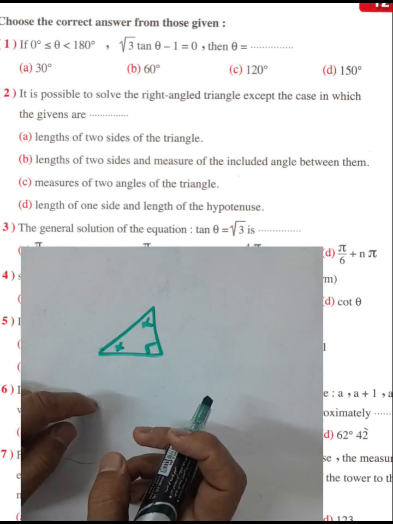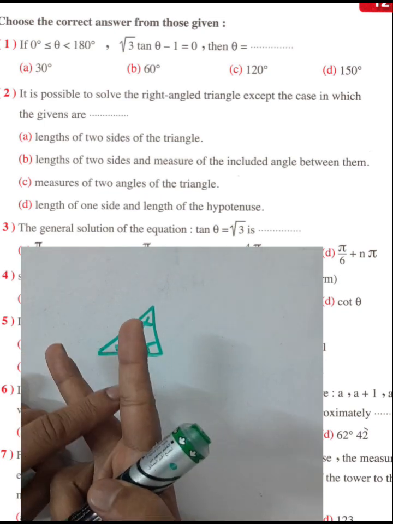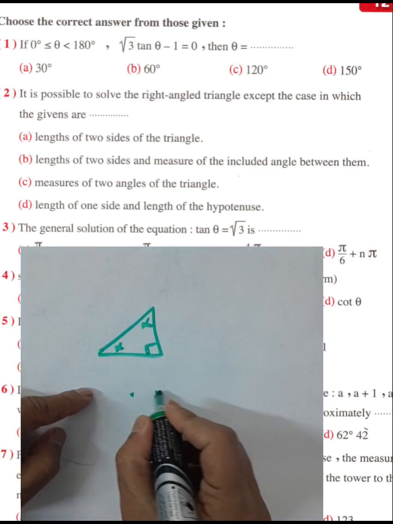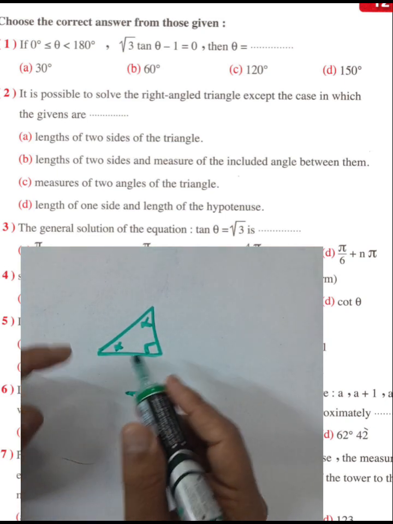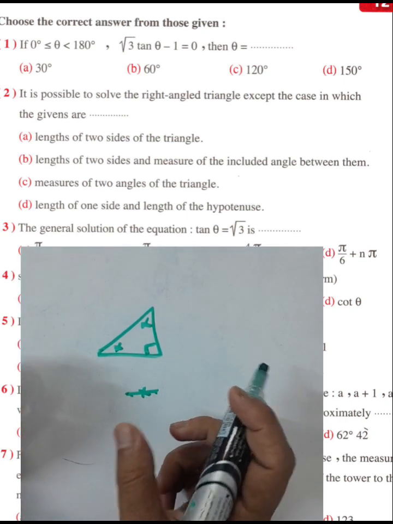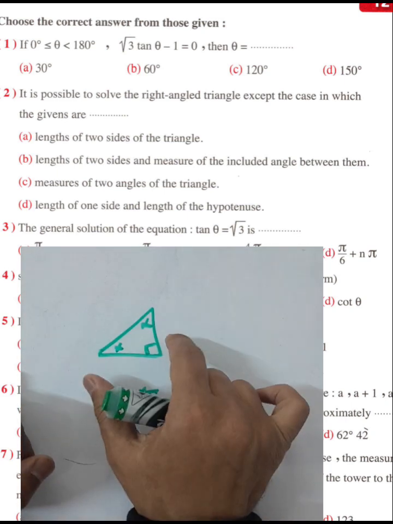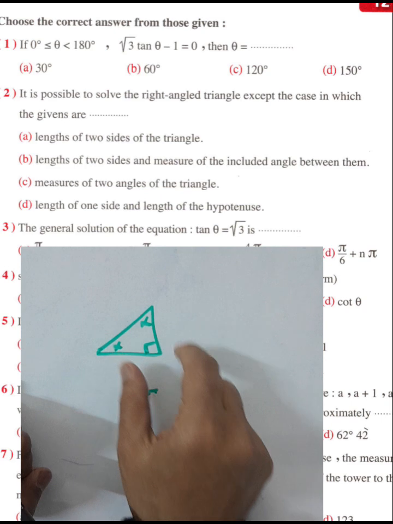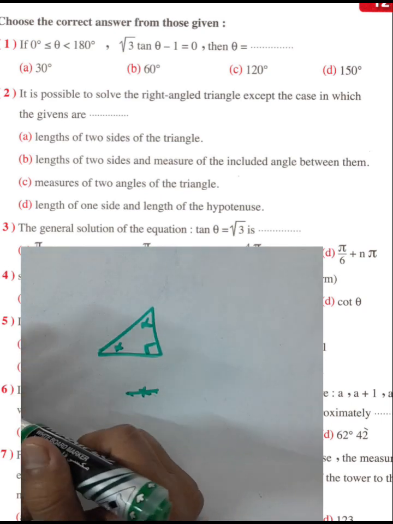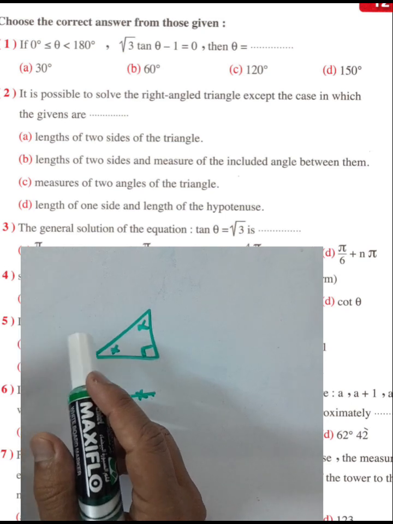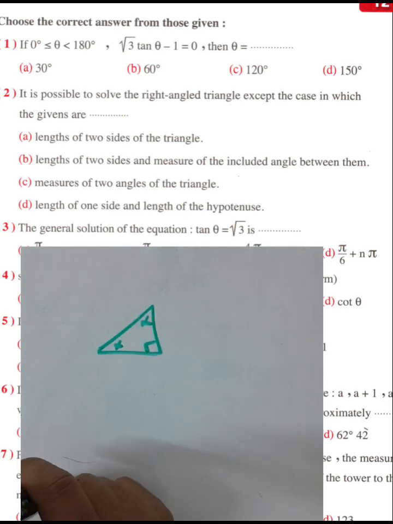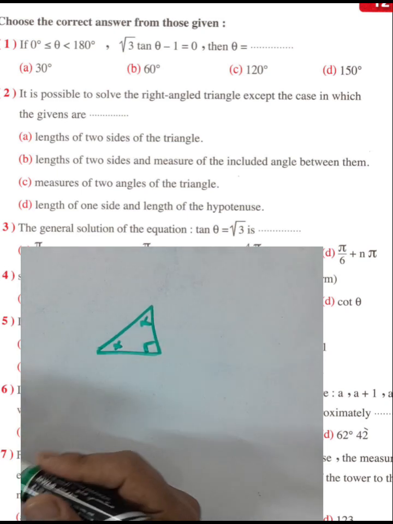To find the sides, it must give you two sides and one angle included between them, or two angles and a side joined between them, or give you all sides, the third case, or it can give you one side and the hypotenuse. But if it gives you two angles in a right angle triangle only, we can't solve this triangle. We can't find the sides because it doesn't give you any sides in this example. So you must choose letter C.